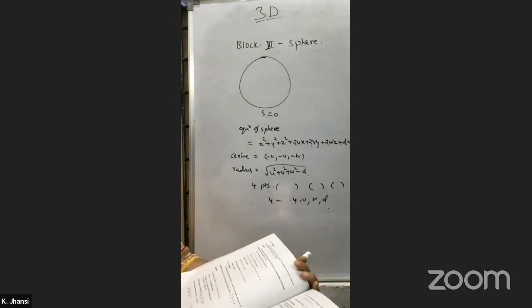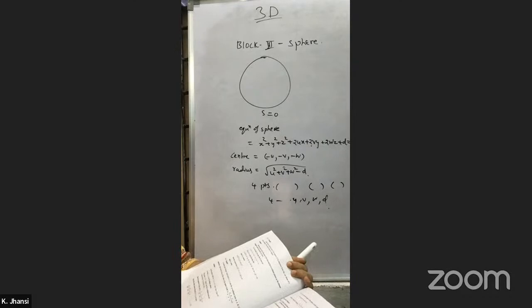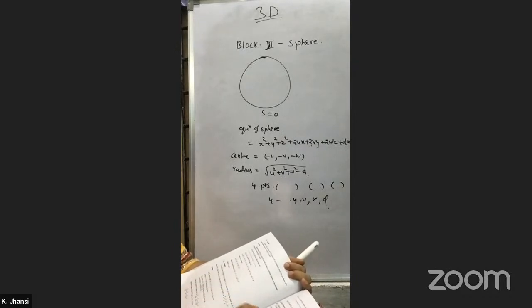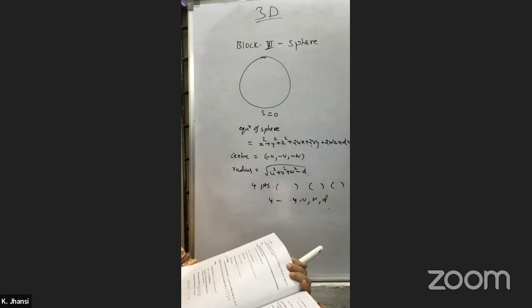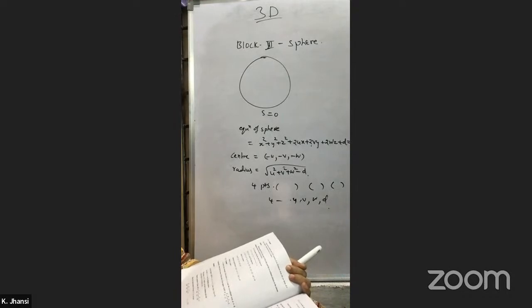And on page number 185, you have the radius. Find the radius and center of the sphere. Check your progress. This is also one example problem for 5 marks. Next, we have the concept of the plane section of a sphere and intersection of 2 spheres.